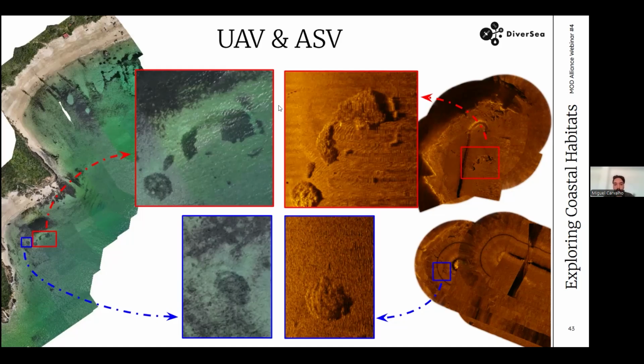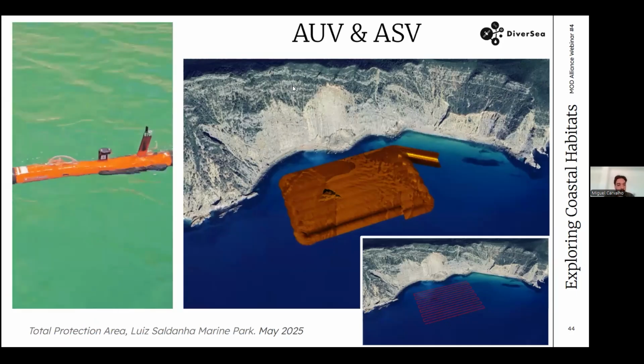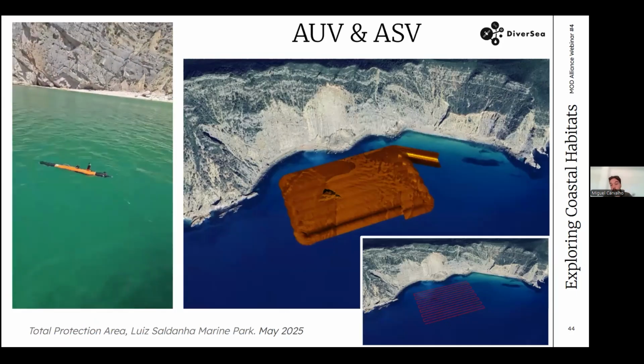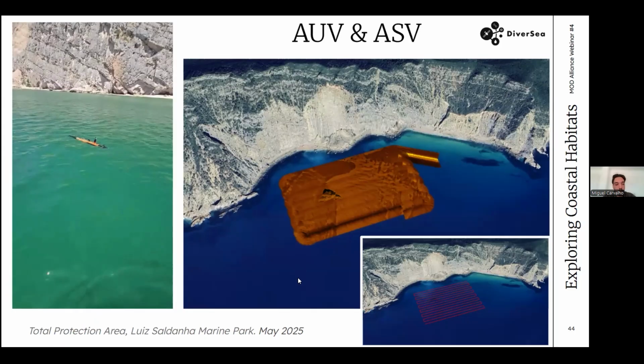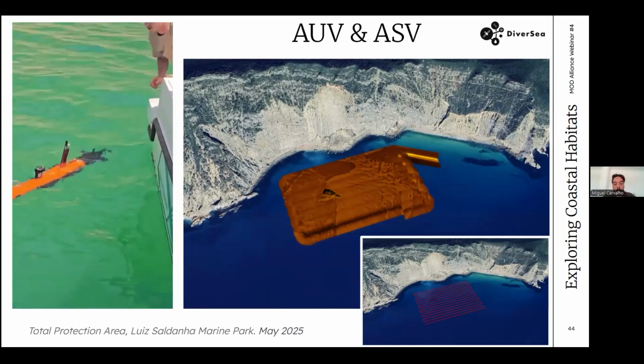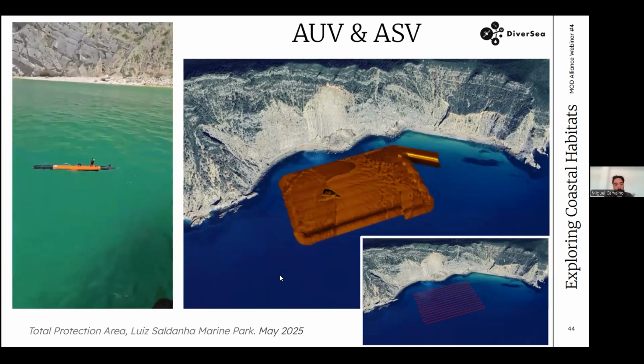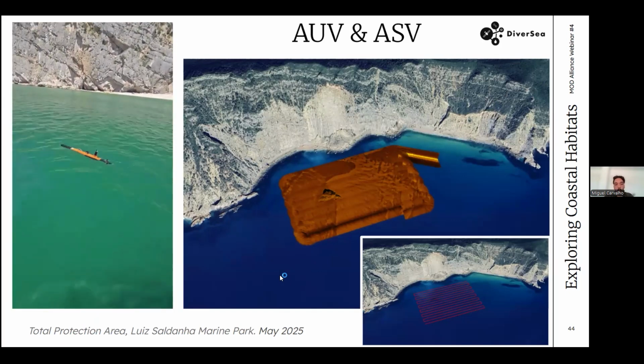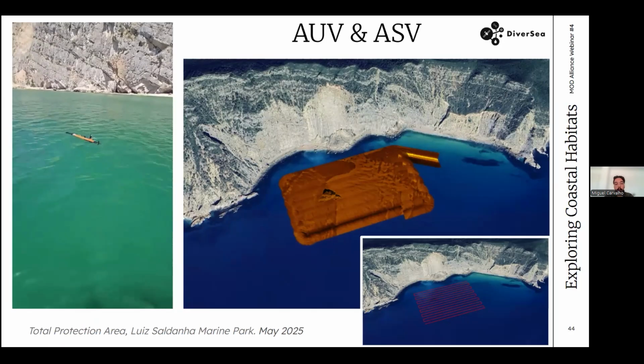So by sending our LAUVs, we are able to generate the orthomosaic image of the area of interest and further investigate that zone. This is not Praia dos Coelhos, this is another area in the park. So again, we are able to first acquire the picture and then move the LAUV to the point of interest.